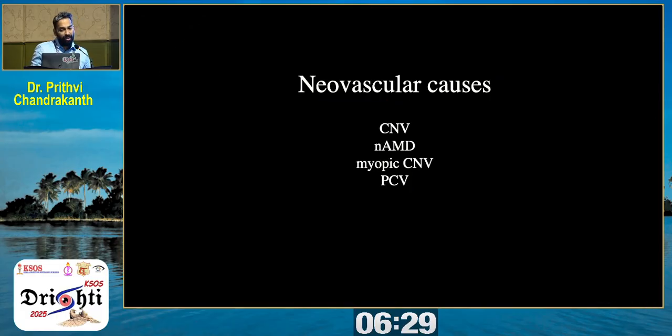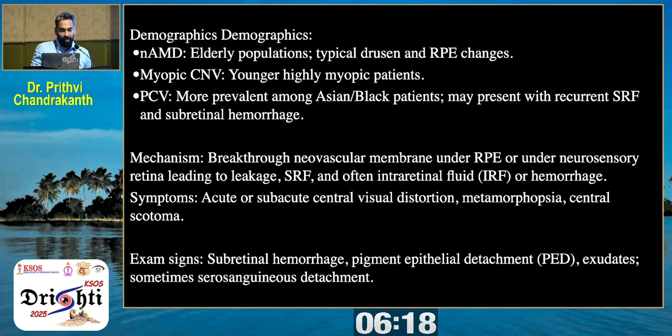So what are the other causes of subretinal fluid? The next one is neovascular causes. It could be CNV, AMD, myopic CNV, and PCVs. It happens more in the elderly population, typically with drusen and RPE changes. In the young, it can happen in the myopic age group, and PCV is more prevalent among Asians and black patients, and may present with recurrent SRF and subretinal hemorrhage also.